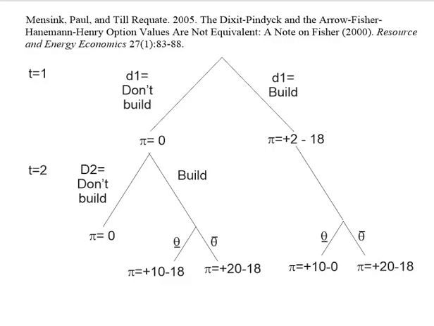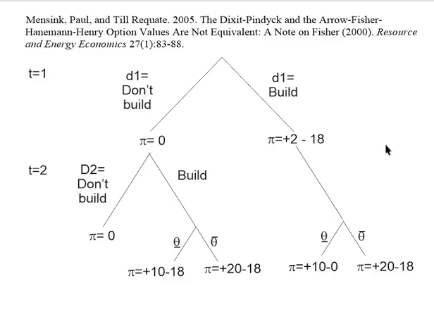In this video, I want to just go over the Mensink and Requate example that is provided in Lecture 10. The purpose of this example is to distinguish between the two different notions of option value, that is, that of Arrow, Fisher, and Hanemann and Henry, and the Dixit and Pindyck more standard approach. So the example that they use, consider a project, let's say a dam or a reservoir.